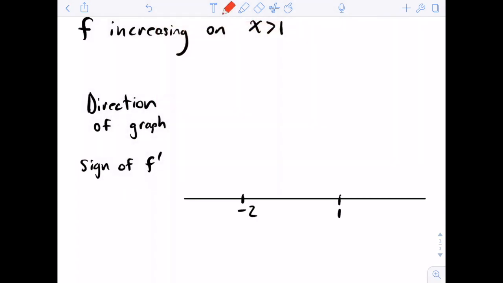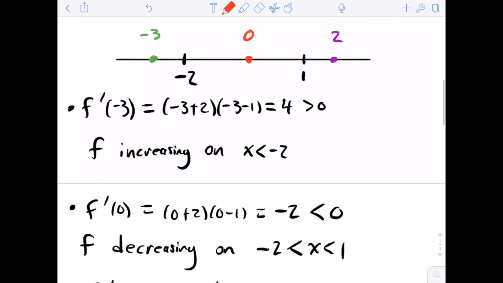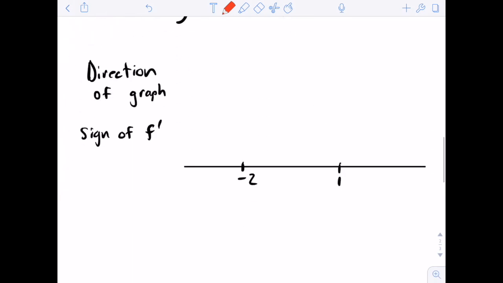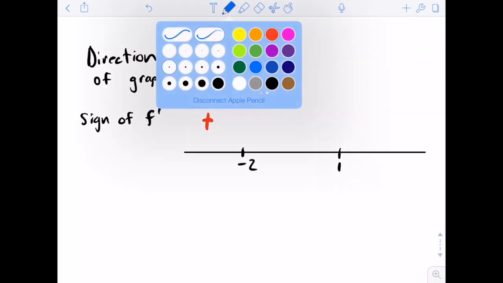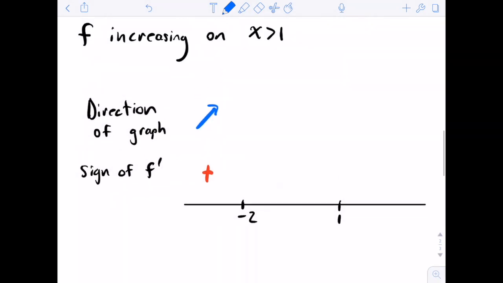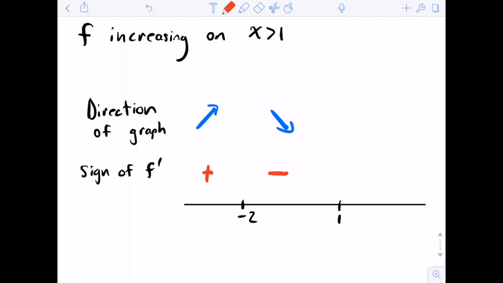And we know that to the left of -2 we figured out that it was, oh, sorry, the function is increasing to the left of -2. So the derivative was positive, and therefore the function is increasing there. We also found that in the interval between -2 and 1, the sign of the derivative was negative, so the function was decreasing. And for the last one, the sign was positive, which means that the function is increasing.